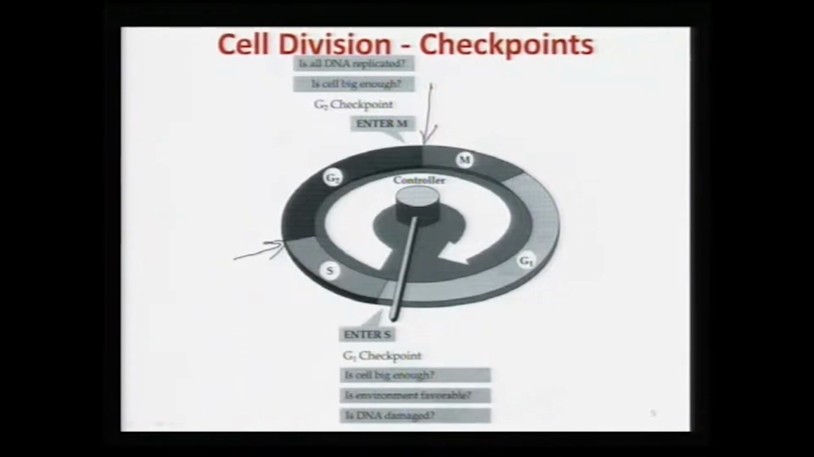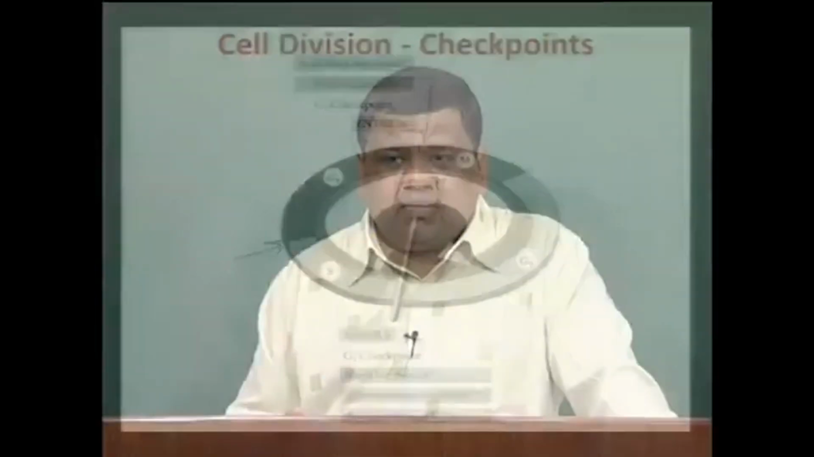All these checkpoints, again I repeat, are important because they control the cycle, and there will be quality checking at each checkpoint. If any of the criteria is not satisfied, then cells will not move from that stage to the next consecutive stage, and cells will activate their own suicidal program. That cell will undergo apoptosis, the death process. Okay, so this is the important thing about the checkpoints.